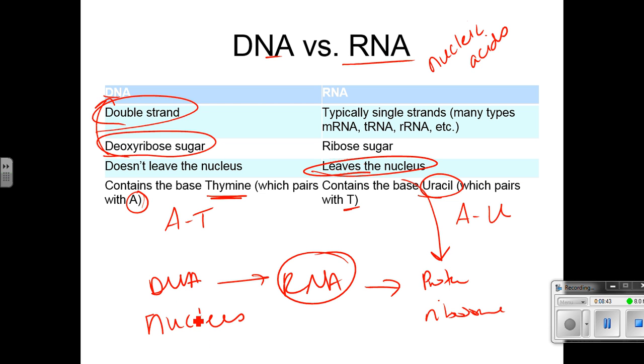So DNA is stuck in the nucleus, but RNA is recognized by the cell as being just different enough to be able to leave the nucleus. And there are lots of different types of RNA. mRNA and tRNA are the main two we talk about. Well, we do talk about a little bit of rRNA. This just makes up part of the ribosome. But mRNA and tRNA are very actively involved in the process of building proteins.